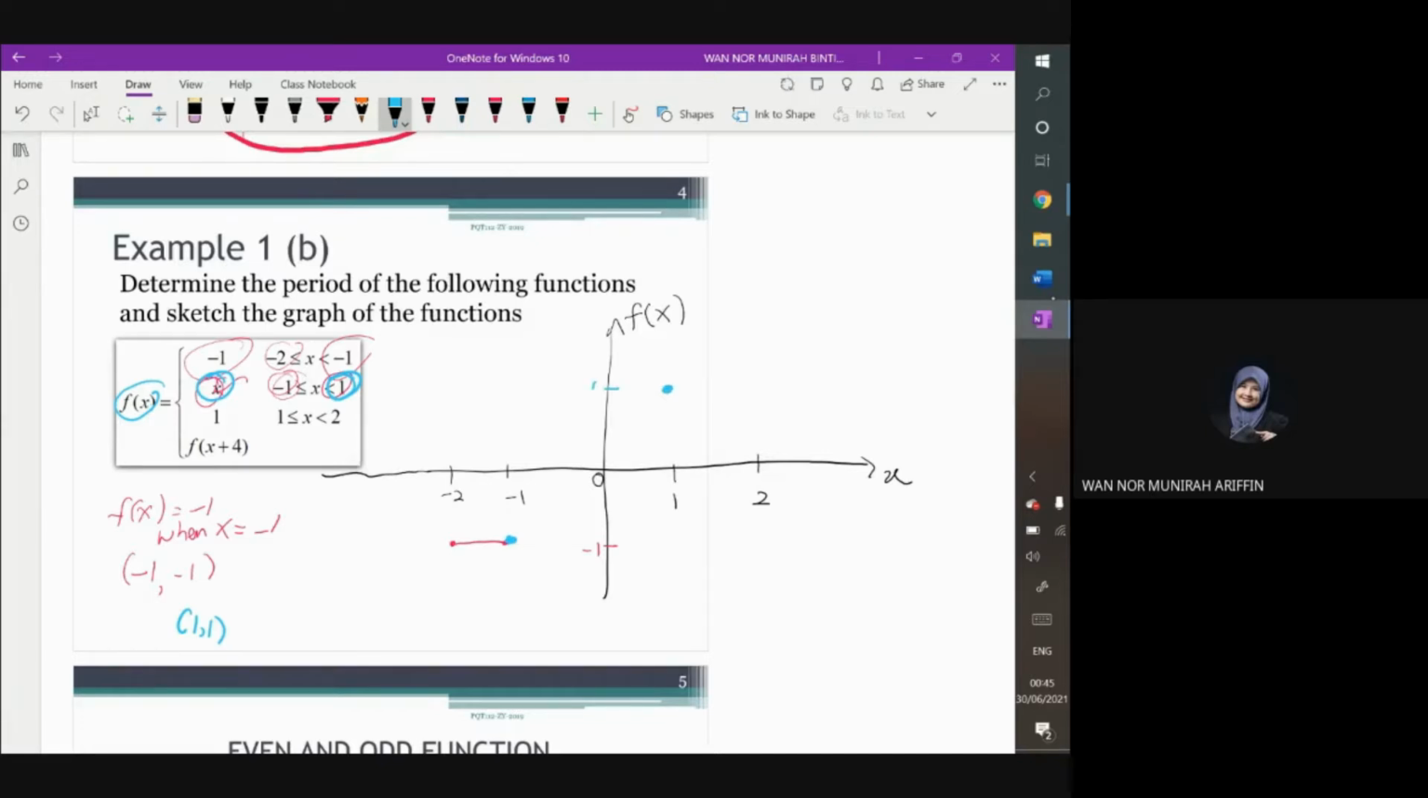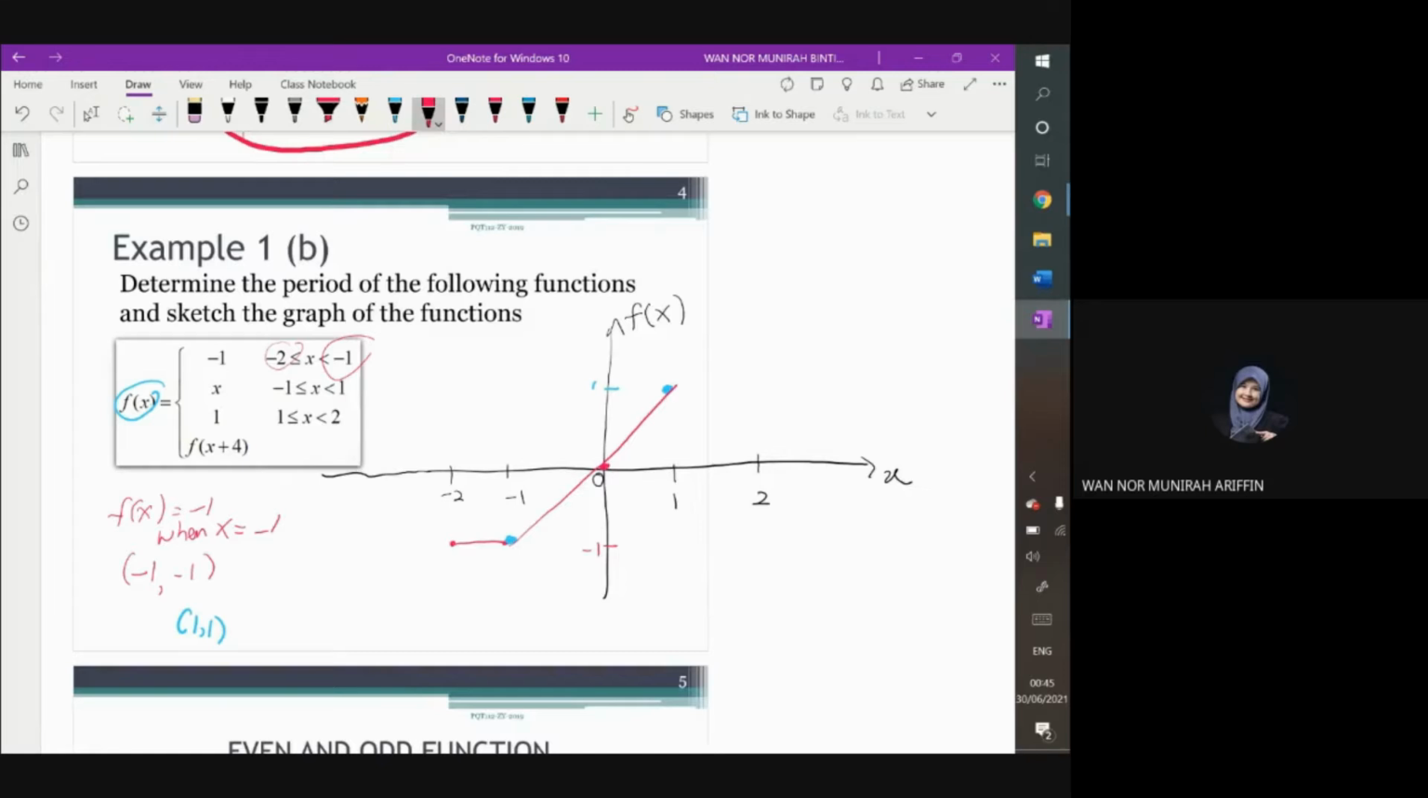You can also take the middle point. Let's say when x equals 0, 0 is within this range, right? So when x equals 0, your f(x) is also equal to 0. This is the intersection point. So I have more confidence that this is the graph. And then the third one is along 1 to 2.